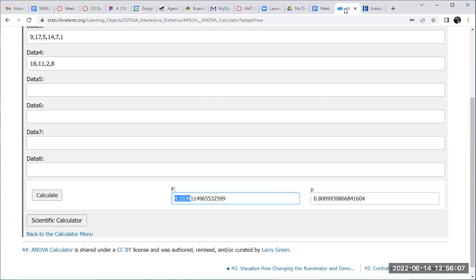But yeah, it's similar. A very big F is going to have a small p. And here, notice we have a small F, and we had a big p. So it's the same idea.